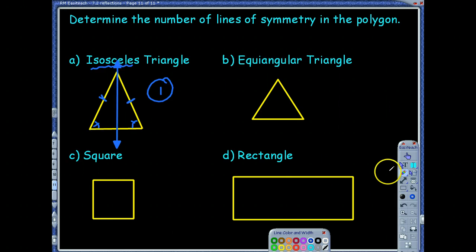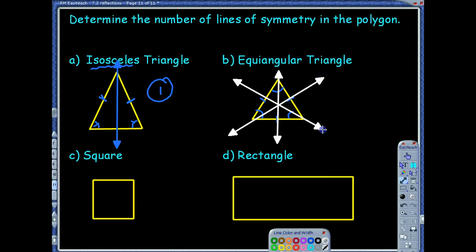But equiangular means equilateral, right? Right. So all the sides are congruent, all the angles are congruent. How many lines of symmetry do you think there's going to be? I think there's going to be 3. One looks just like the one we just drew, but then there's going to be one going from each vertex through the opposite side. Sometimes they'll say just determine, sometimes they'll ask you to draw all of them, so keep that in mind.